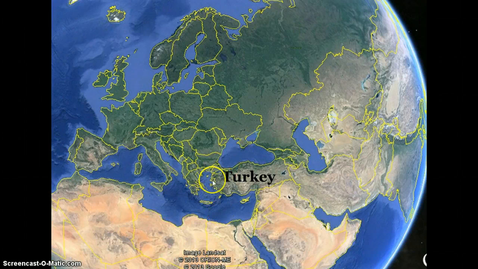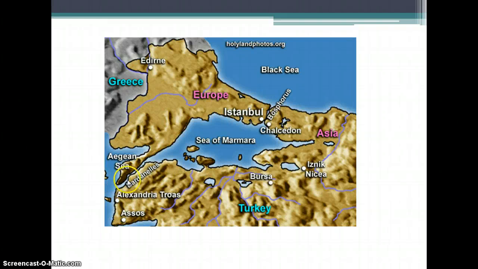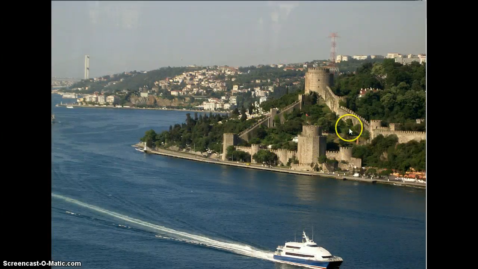We're going to look at this small area. Like I said, you have the Dardanelles Strait. Strait is a narrow body of water between 2 large land masses. You could sail from the Mediterranean Sea to the Aegean Sea to the Dardanelles, through the Sea of Marmara, through the very narrow Bosporus Strait into the Black Sea. This city, Istanbul, very famous Turkish city historically. This is a picture of Istanbul from the Sea of Marmara.